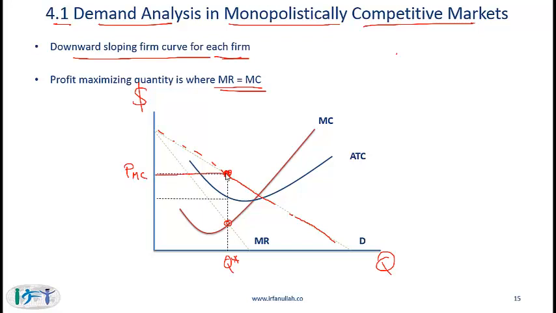If this is the price, this is the quantity, then this rectangle over here represents the revenue. For the cost, we read off the average total cost curve. So the total cost is given by this region, which means that this is the economic profit.